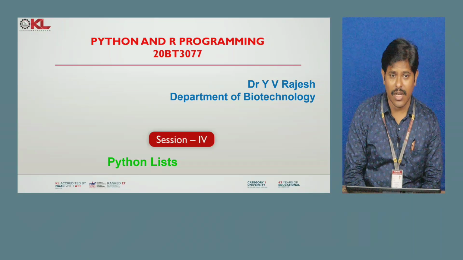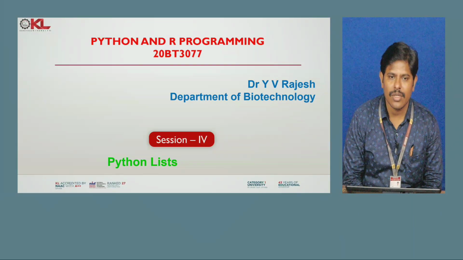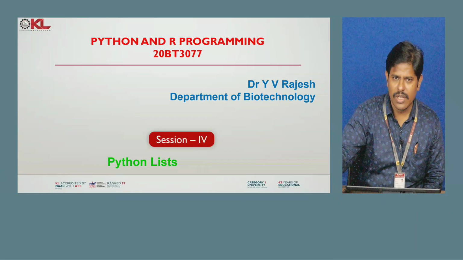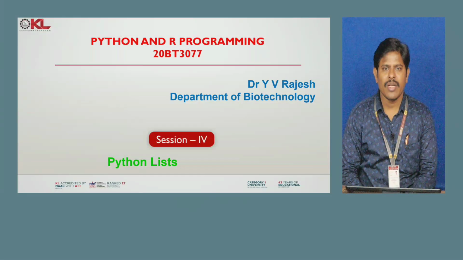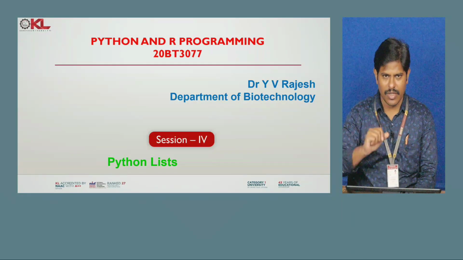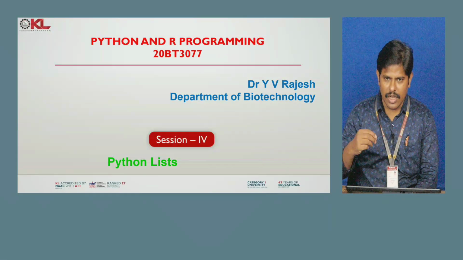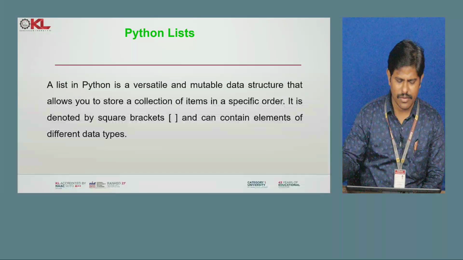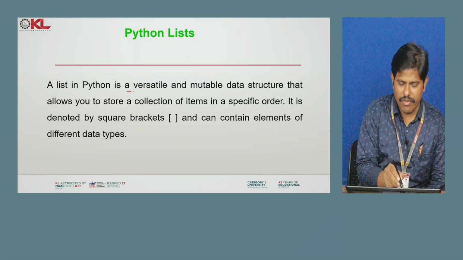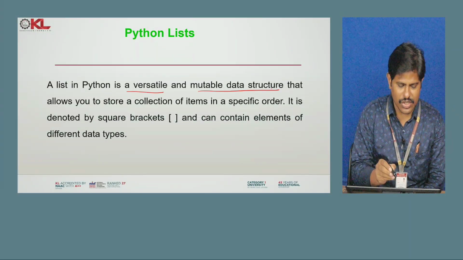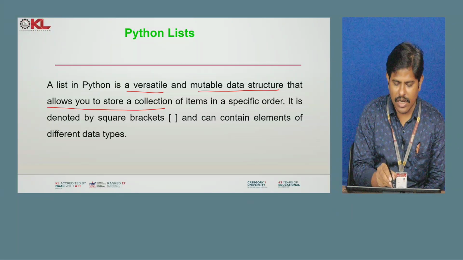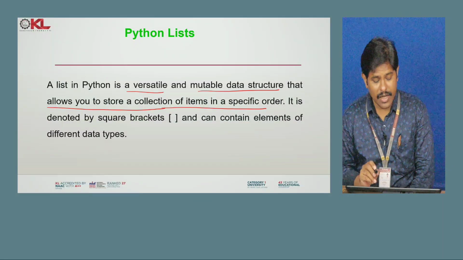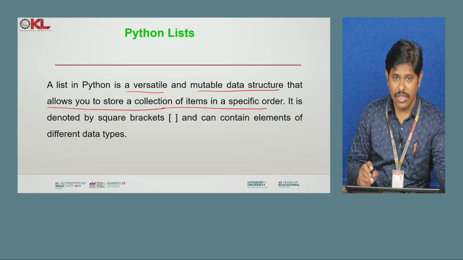So in today's session, I am going to teach you the Python list, the most versatile data type in Python. It is similar to strings. The numbering of elements or the numbering of characters can be compared to elements in lists here. The definition is: a list in Python is a versatile, mutable data structure that allows you to store a collection of items in a specific order. It is denoted by square brackets and can contain elements of different data types.